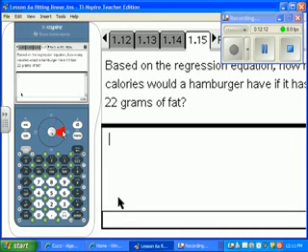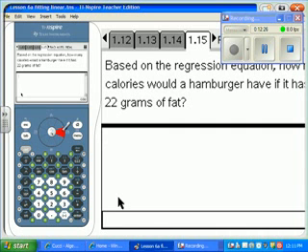Based on the regression equation, how many calories would a hamburger have if it has 22 grams of fat? That's what? X or Y? X. It's on our x-axis, remember? So you have a regression equation. Y equals mx plus b. Well, yeah, but what was the actual regression equation?